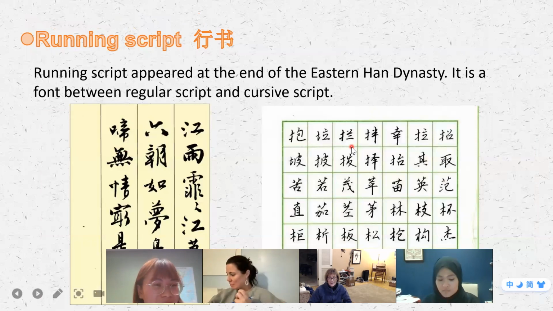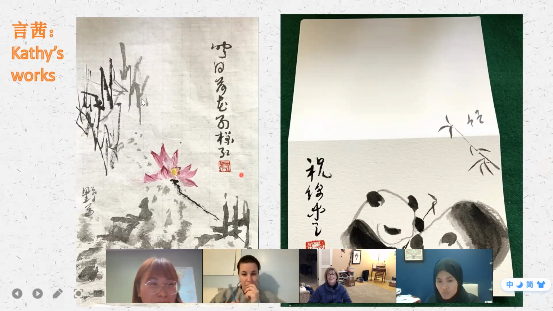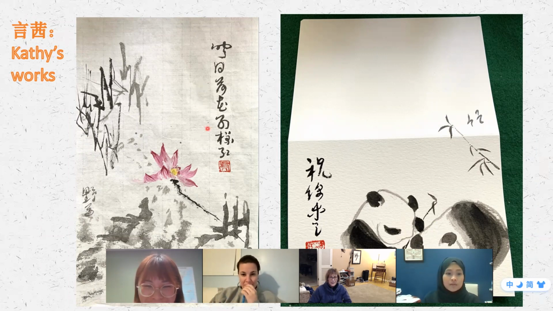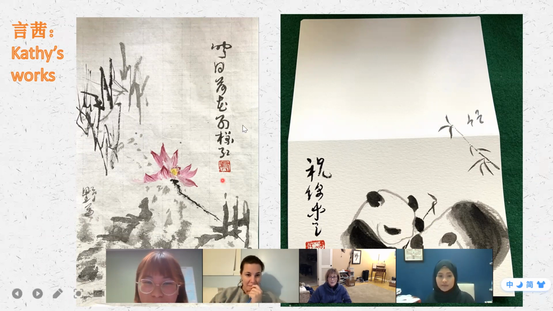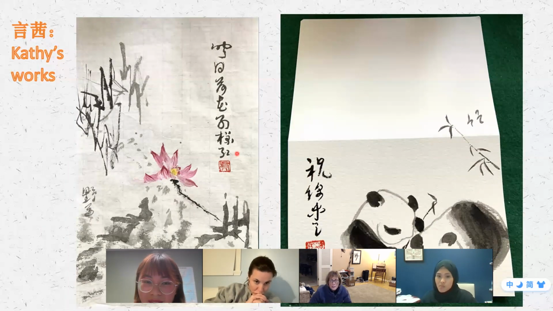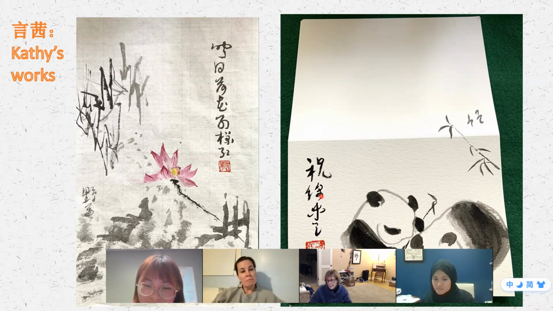Okay, so let's appreciate some of Cassie's works. Can you tell me what the script of this is? The one on the right is a copy. Our assignment was to copy an abstract painting. So that was my attempt. Now the one on the left with the lotus, it says the lotus in the sun is a beautiful different red. That's basically what that says.